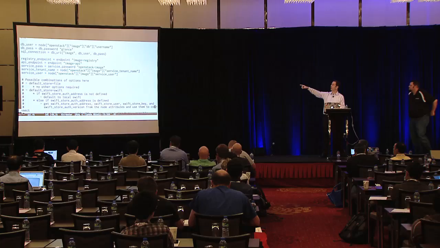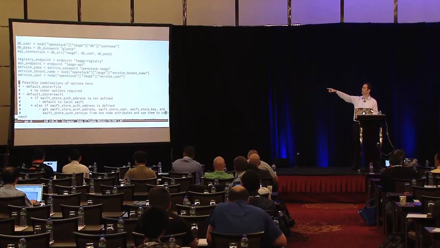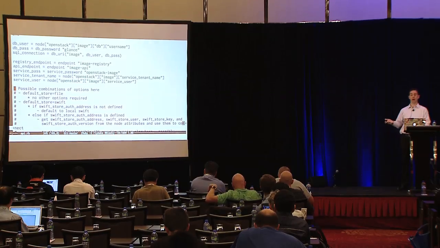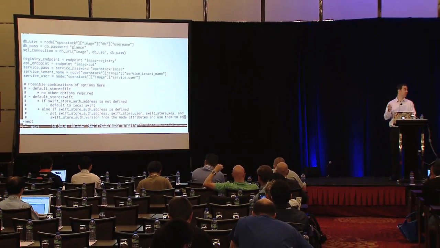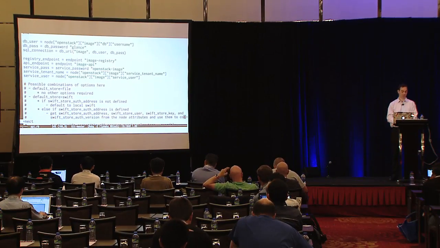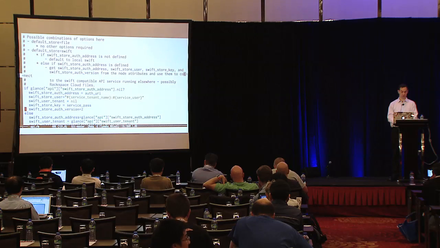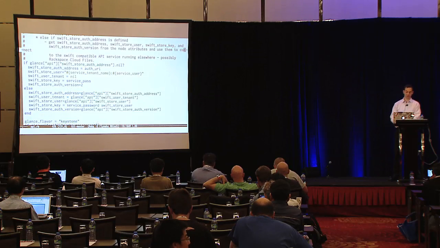Here we're finding the endpoints for our service. Note here we're looking for the registry endpoint. Endpoint is a helper method. It looks for the image registry. That goes and says, is there, you know, where is that? It's on the same box in this case, so we don't actually have to search. Then we're building up our Swift URLs, if we're using Swift.